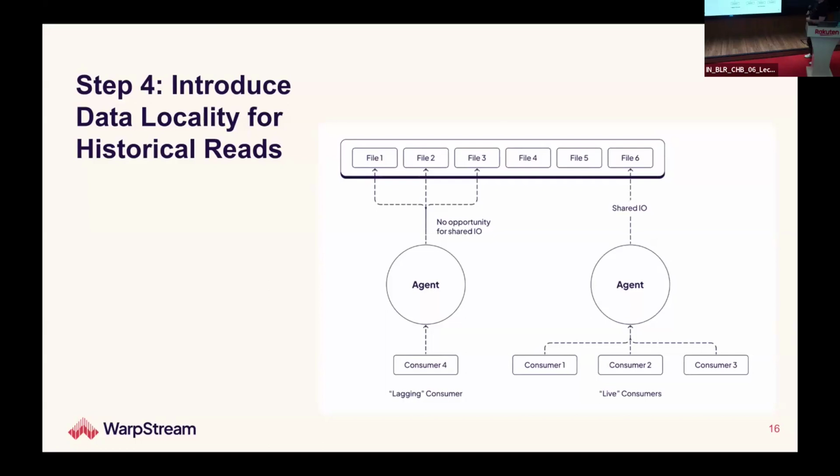Everything's good and happy. But eventually one of your consumers will lag or it'll want to go and read a bunch of historical data. And then you have a problem, right? Because this consumer over here has no opportunity to share I/O. Since your topic partition data is spread over a bunch of files, this lagging consumer is going to have to make one GET request for every file that's ever been written. And if you can imagine that happening repeatedly, or once for each topic partition that you have, that's going to become really expensive really quickly.